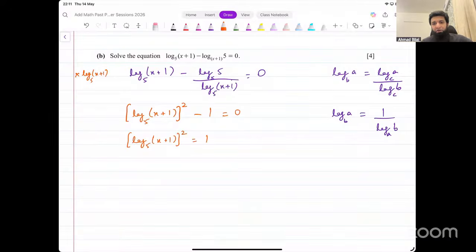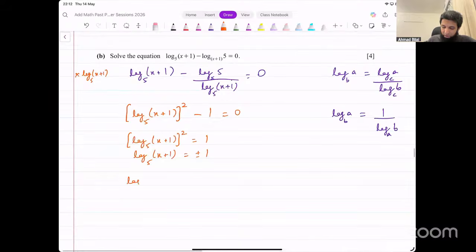Now we have to take square root. When we take square root, we always have plus minus. Do not forget that. Do not forget plus minus. So you get log of x plus 1 base 5 equal to plus minus 1. Now we need to get rid of the log. Let's split it into two parts. Log of x plus 1 base 5 is equal to 1, or log of x plus 1 base 5 is equal to negative 1.